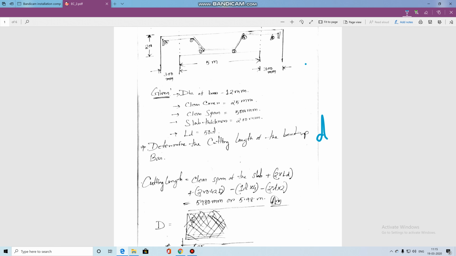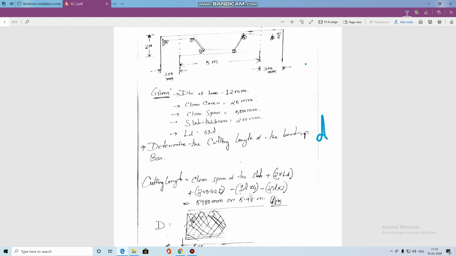Why is it 4? Because when I am making a bend in a reinforcement or a bar, the cutting length of the total bar will decrease by a small portion. That small portion is 1 D for each 45 degree bend. So for each 45 degree bend I have to deduct 1 D. Now what is 1 D? D is 12 mm, so 1 into D is 12 mm. So 1 D into 4.